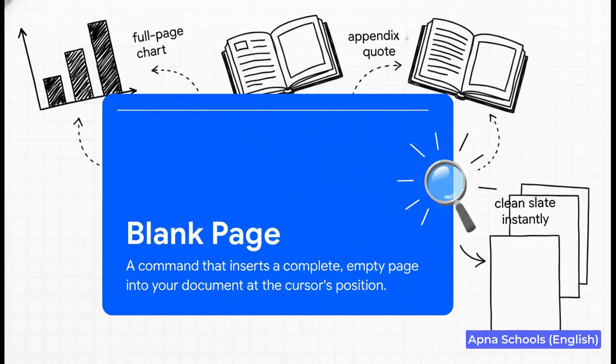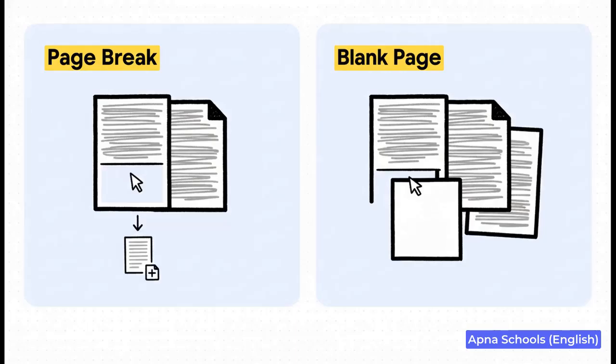This is your secret weapon for those oops moments during editing. You're reading along and you think, you know what, I need a full page chart right here. Or maybe you need to slot in an appendix. The blank page command gives you that clean slate instantly, exactly where you need it. Now, it's pretty easy to get these two mixed up, so let's make it super clear. A page break pushes your existing text down to the next page. A blank page adds a brand new, totally empty page right where your cursor is. So one moves what you have, and the other gives you new space to create something new.